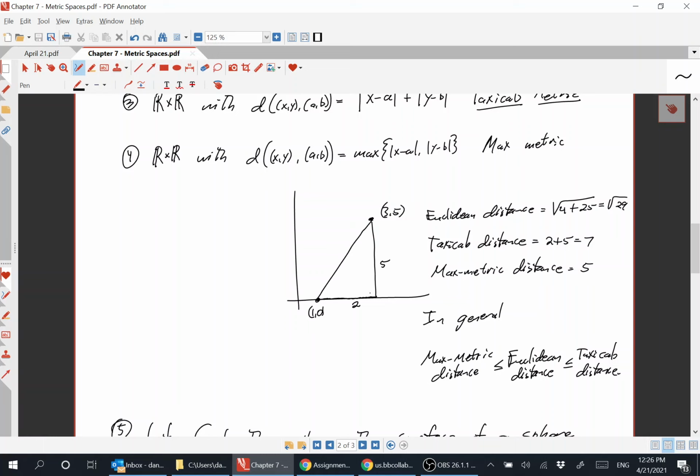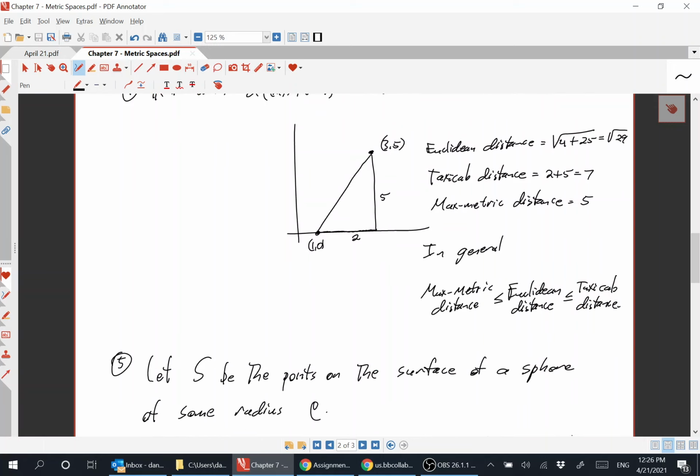So, in general, the max metric distance is less than or equal to the Euclidean distance, which is less than or equal to the taxicab distance. Traveling along a taxicab route is the slowest way of getting from A to Z in terms of these three metrics.